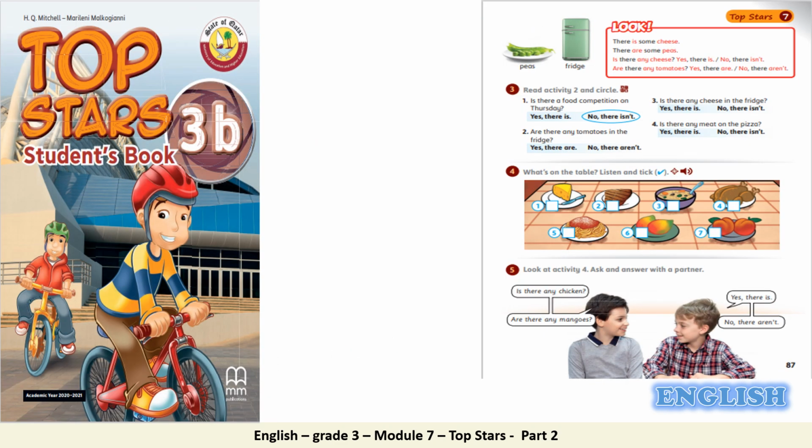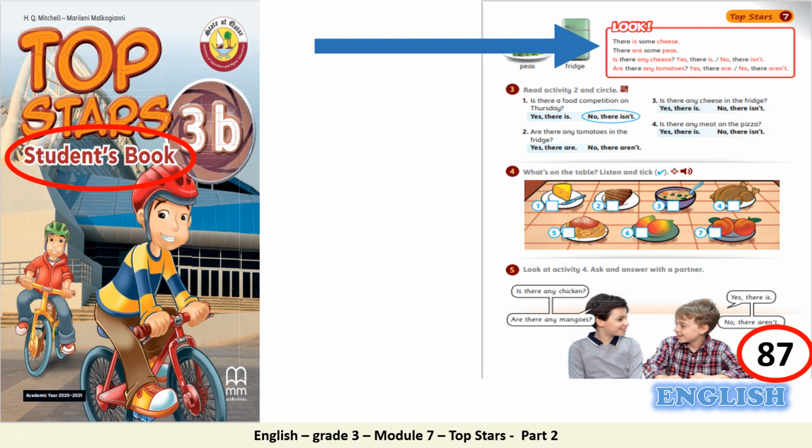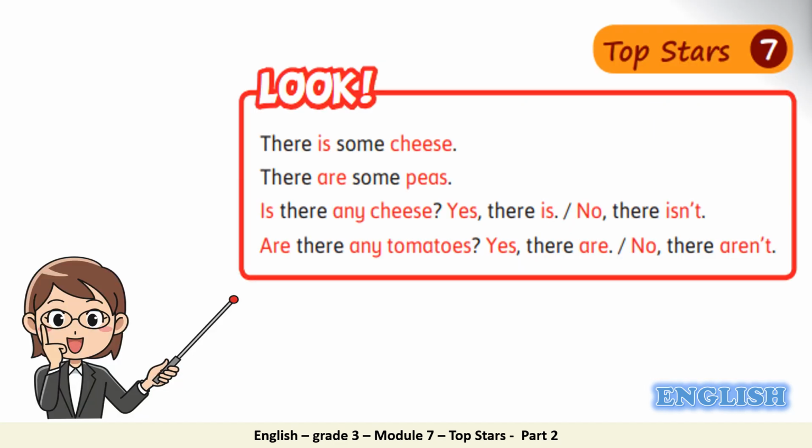Now open your student's book, page 87, the look box. Look, there is some cheese. There are some peas. Is there any cheese? Yes, there is. No, there isn't. Are there any tomatoes? Yes, there are. No, there aren't.